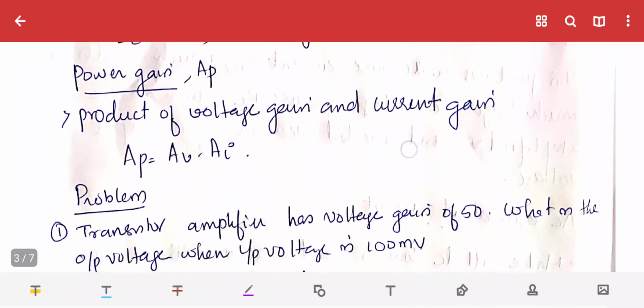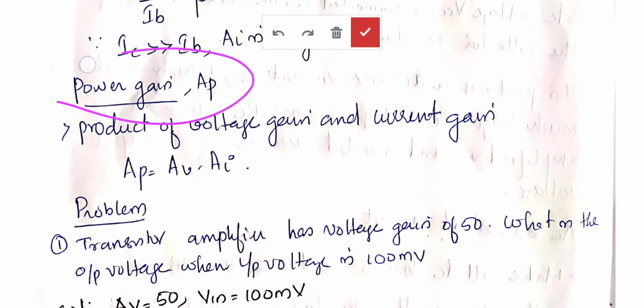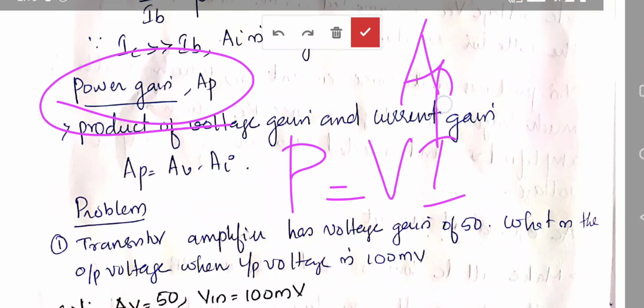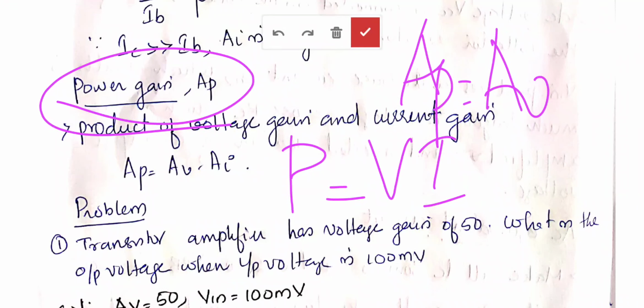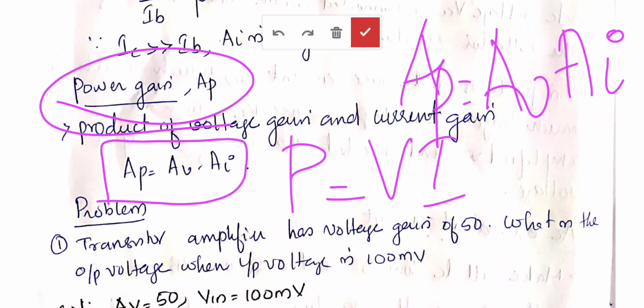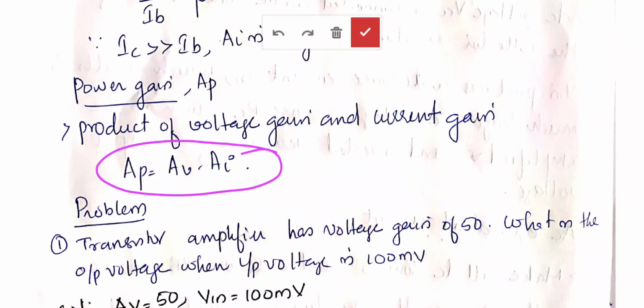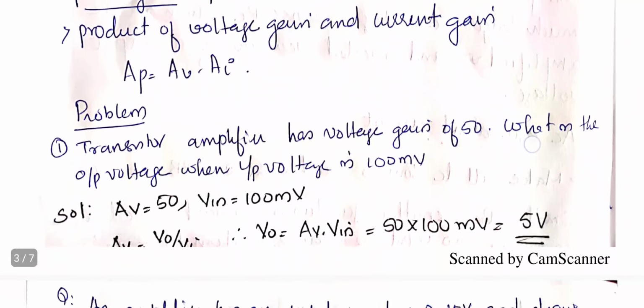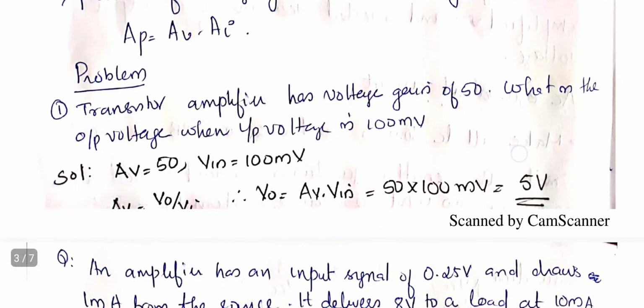Similarly, we will see power gain. So what do you mean by power gain? Normally, power is equal to voltage into current. So power gain AP is equal to voltage gain into current gain. So AP is equal to AV into AI. So this is the working of a transistor as an amplifier. This question used to be asked in university exams, so you have to study it.